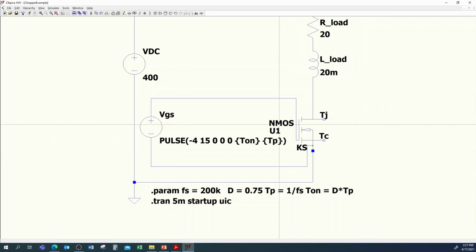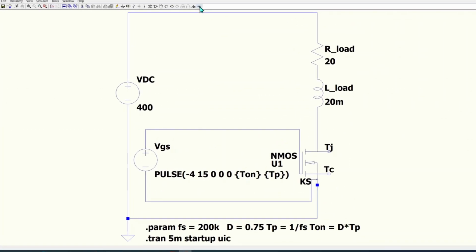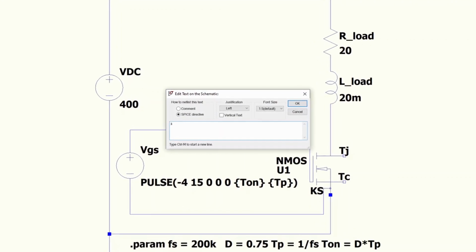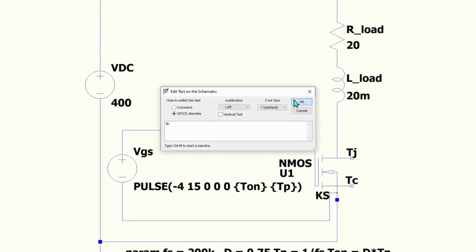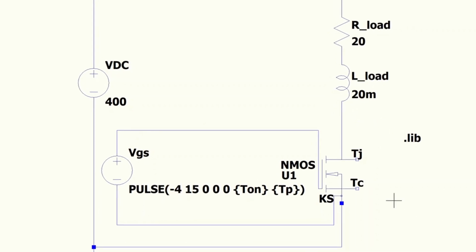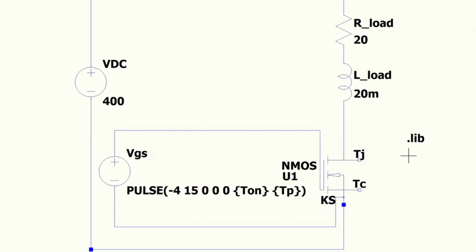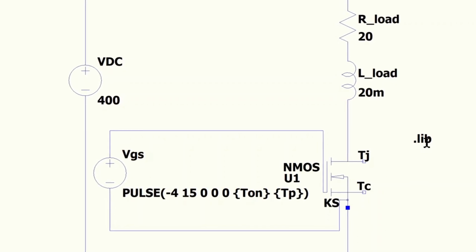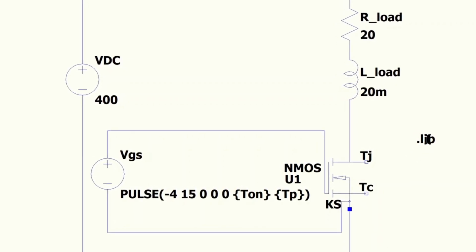Now, I have to link this device to the model that we're going to use. So the way I do that is I'm going to use a .lib statement, so .lib, and I'm going to put that right there. And you can use a .include as well. I prefer the .lib. There's some very subtle differences, but I feel this one's a little bit safer.